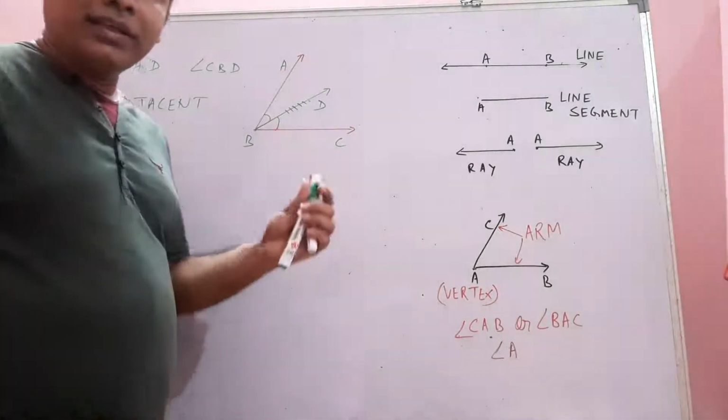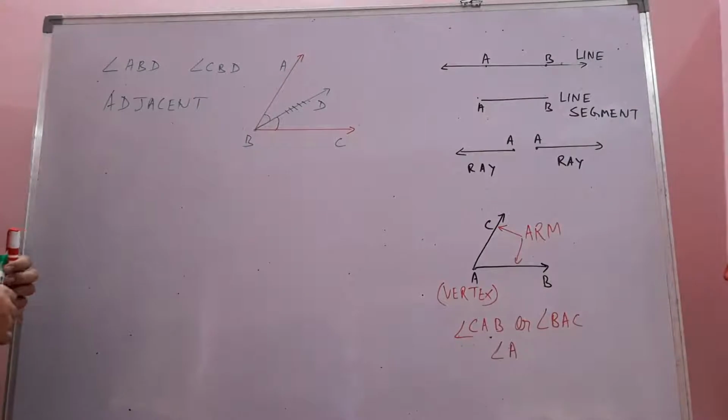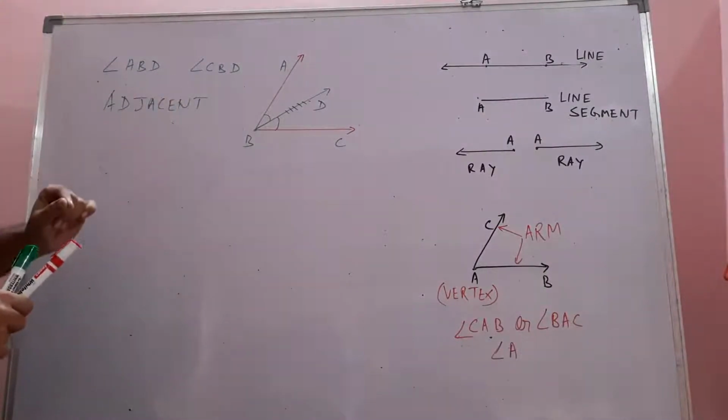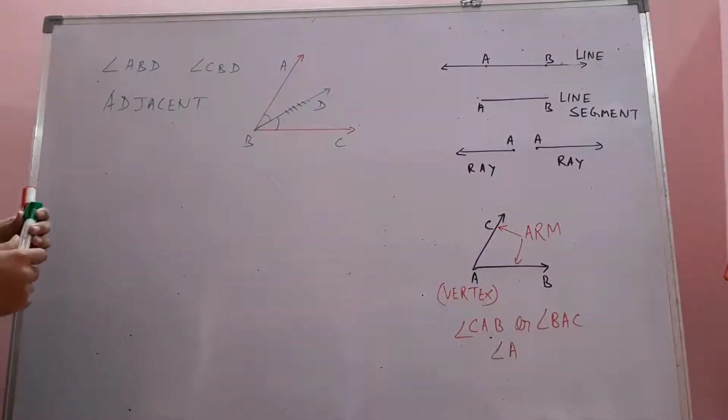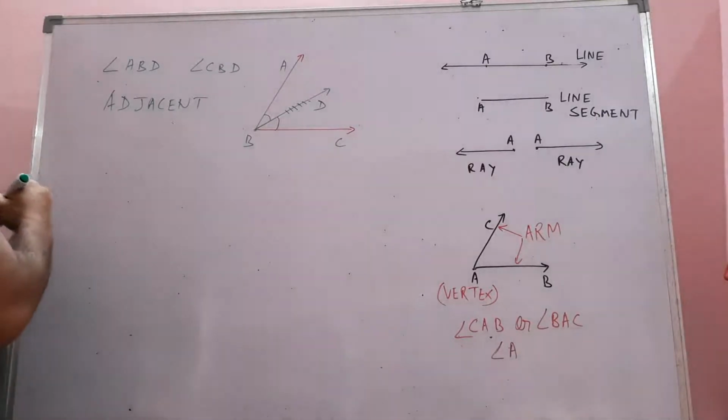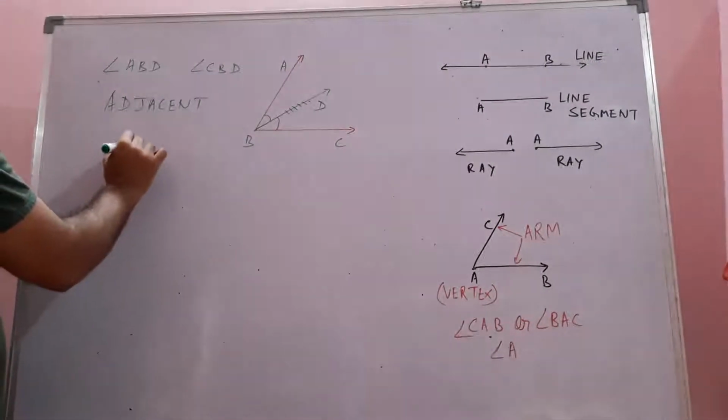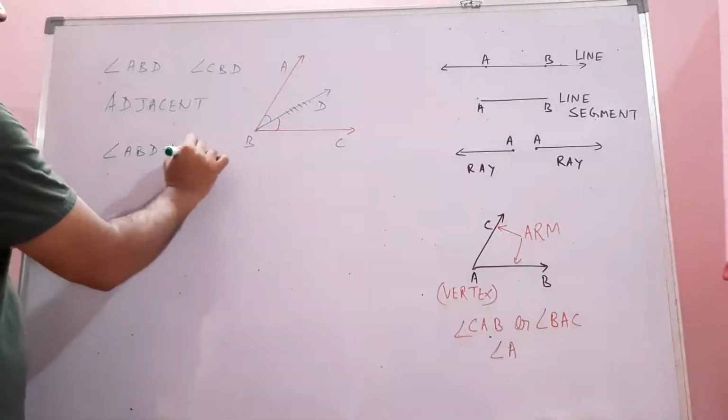Okay, so see the adjacent angles. These are the two adjacent angles. Now what we can do, we can add two adjacent angles. That means I can add these two adjacent angles. I can add angle ABD and angle CBD.